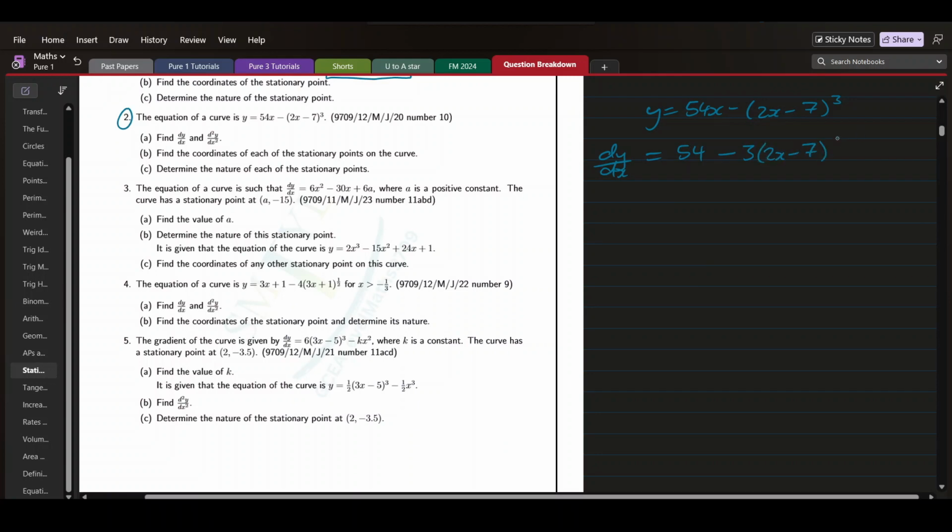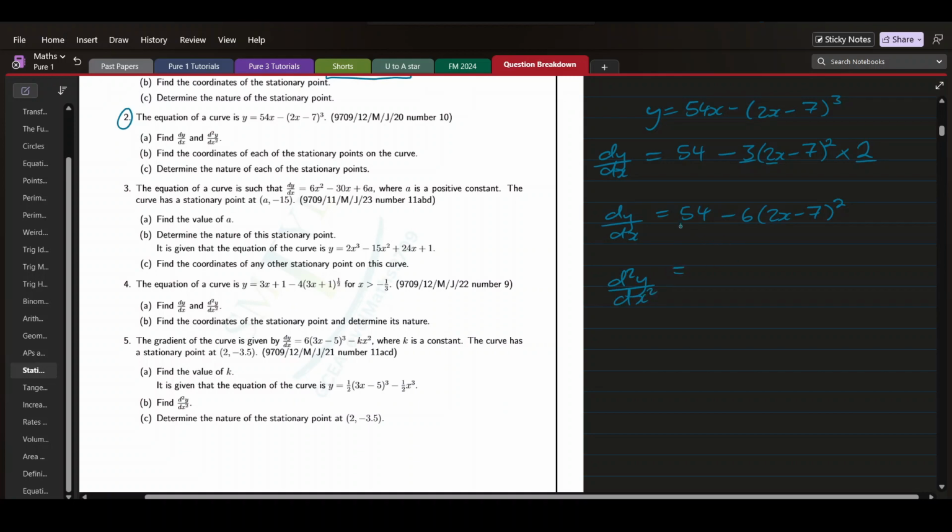This is to the power 3 minus 1, so 2, multiplied by the inner derivative, which is 2. So dy/dx is equal to 54 minus 3 times 2, that's minus 6, times (2x minus 7) to the power 2. This is our first derivative. Let's go on to find the second derivative, d squared y over dx squared.